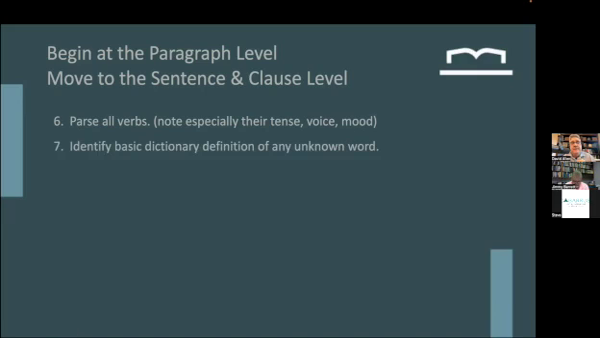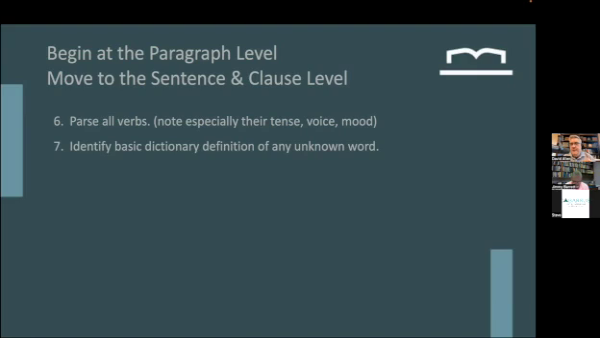Now, number 7, identify the basic dictionary definition of any word that you're unfamiliar with. If you're in a text and you see a word in the English translation that you're not familiar with, you want to immediately identify its basic dictionary definition. For example, say you're preaching through 1 John and you're in chapter 2, verses 1 and 2. You read there that, if anyone sins, we have an advocate with the Father, Jesus Christ the righteous, and he is the propitiation for our sins. And not for ours only, but also for the sins of the whole world.